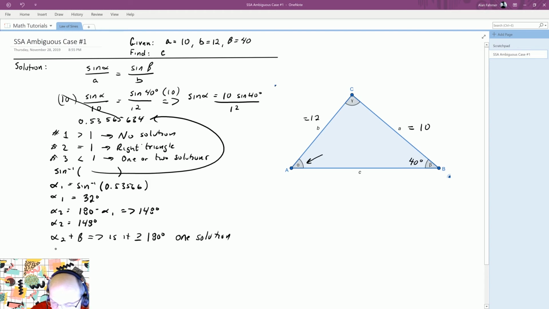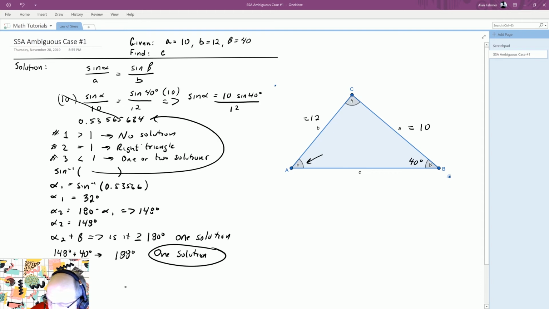So let's go ahead and look at that. If we take our alpha 2, 148 degrees, and we add 40 degrees, what do we end up with? We end up with 188 degrees. So we're only going to have one solution. And to let you know, I believe the one that I kind of mixed this off of actually had two solutions, which goes to show that I didn't know what we were going to find out here. So we've got one solution.